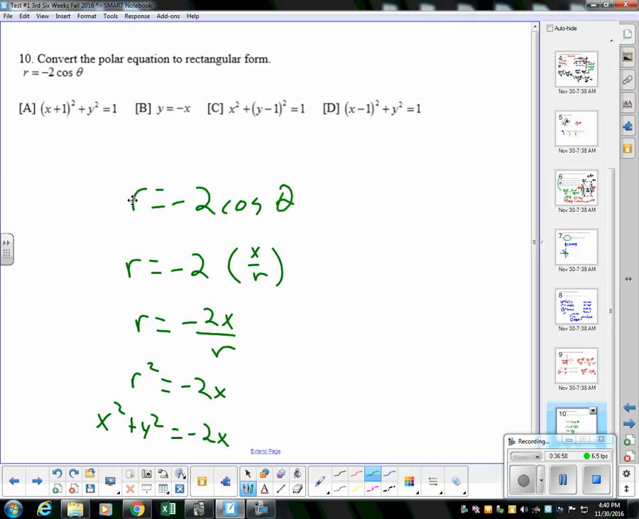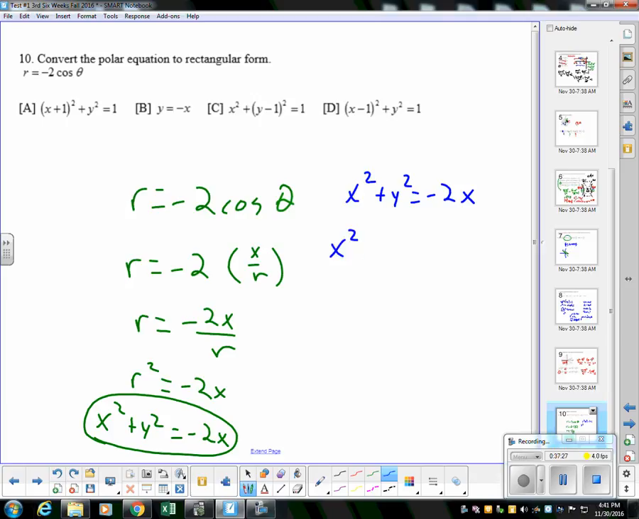Now technically we've solved it. We made it rectangular, but this answer right here doesn't really match any of those answers up there. So what that means, I'm going to change the color here. If I take this, x squared plus y squared is equal to -2x, now what I need to do is rearrange it, and it looks like I might need to complete a square. So I'm going to do this.